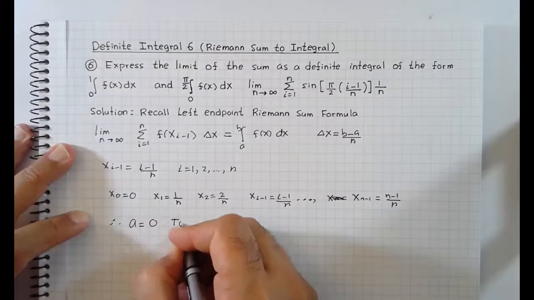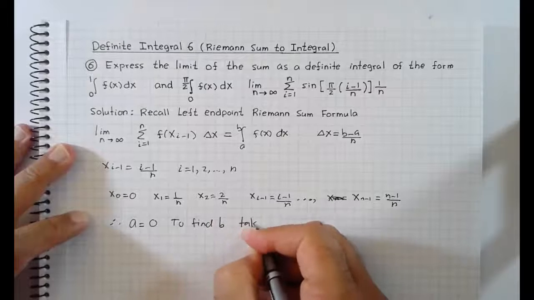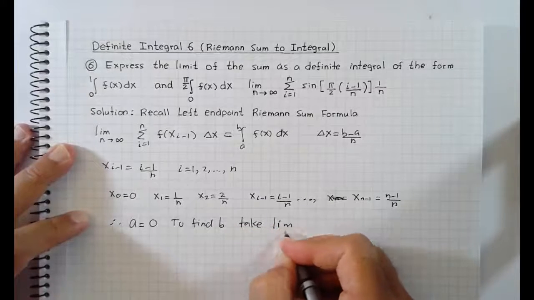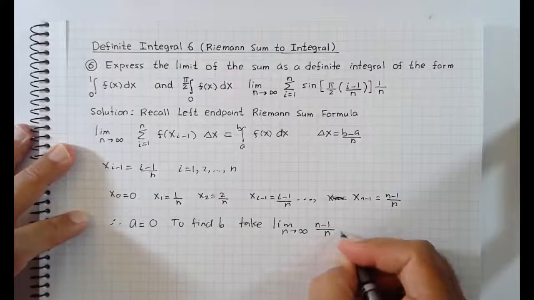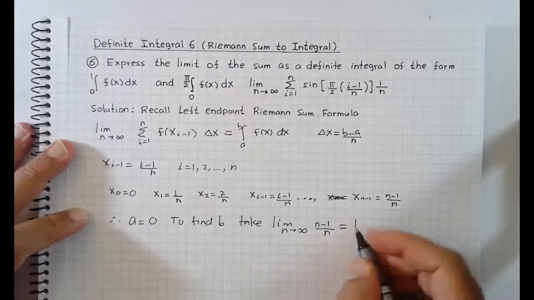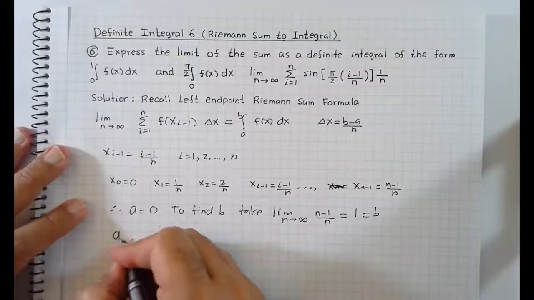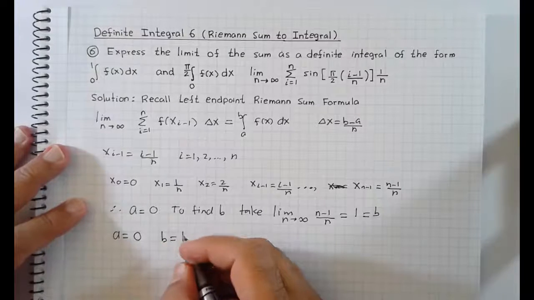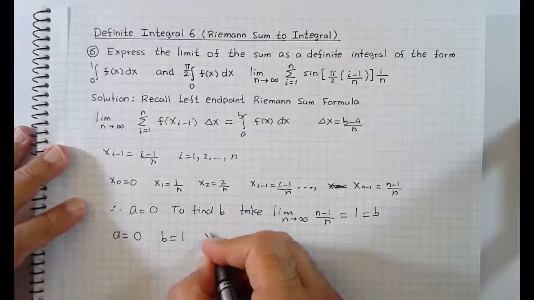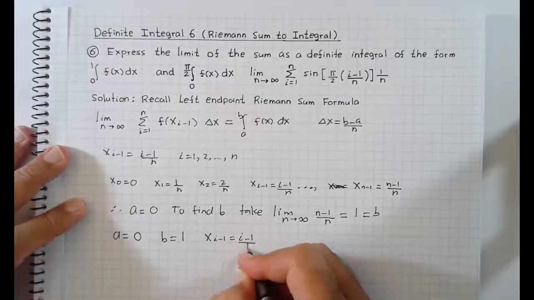To find b, take the limit as n goes to infinity of (n minus 1) over n. This is clearly 1. So that's b. So now we have a is 0, b is 1, and x sub i minus 1 is equal to (i minus 1) over n.